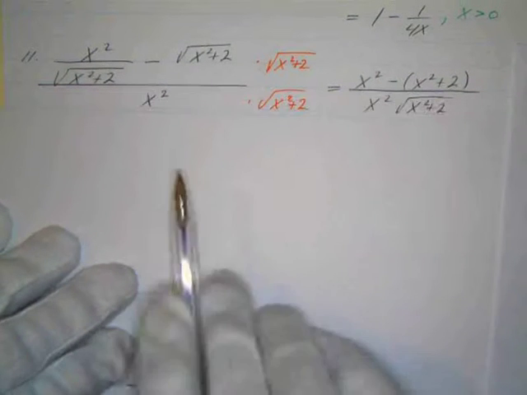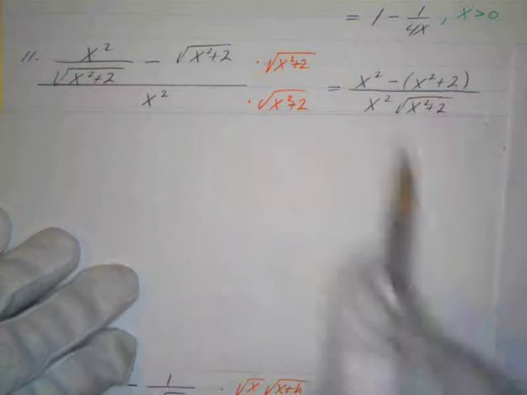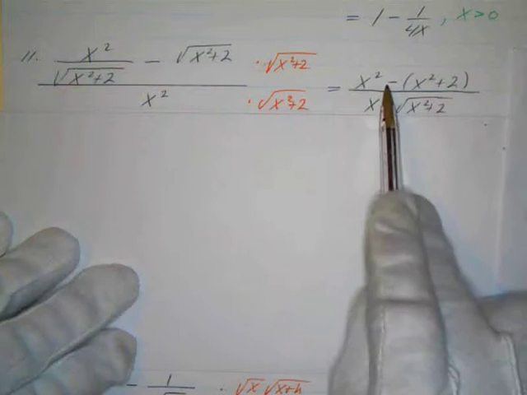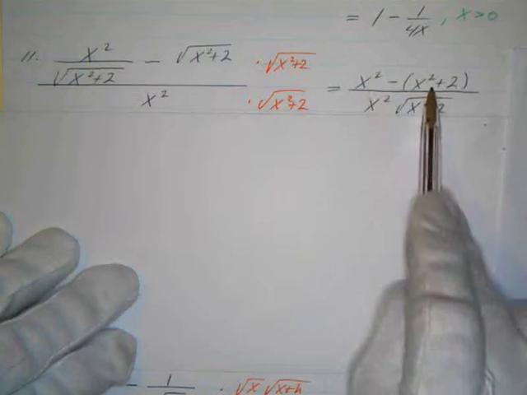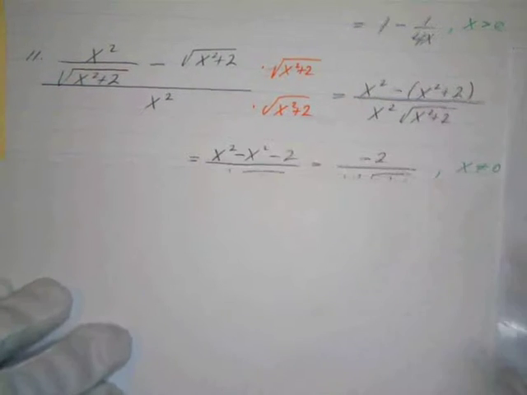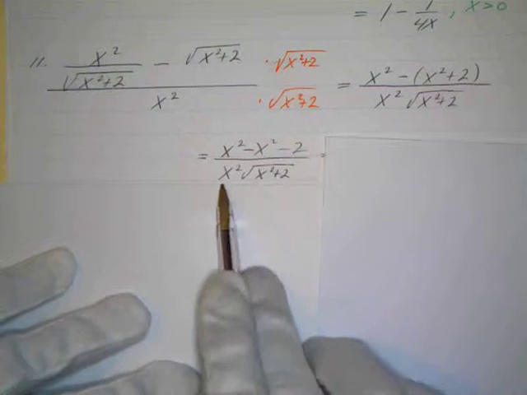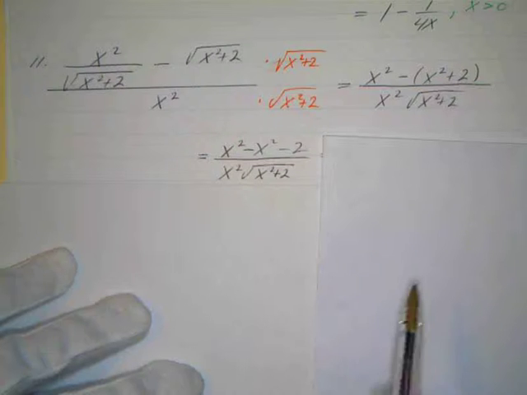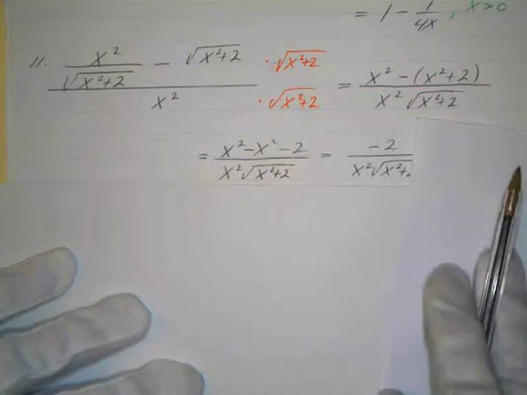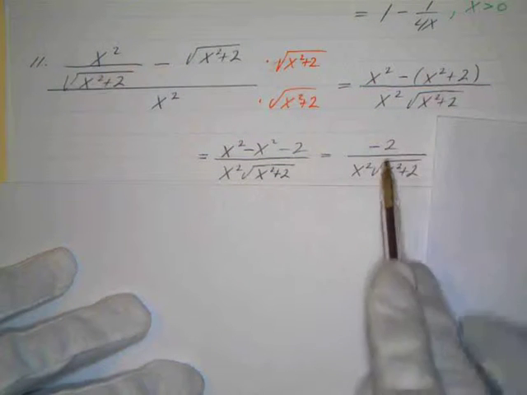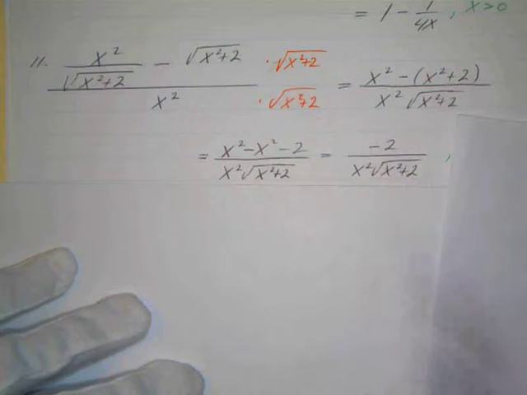And in the bottom, basically we just have x squared times the square root of x squared plus 2. And then I would remove this parentheses, so x squared minus x squared minus 2, all over this denominator, x squared times the square root of x squared plus 2. The x squared cancels, so I've got the negative 2. So we just leave that in the numerator, and we've got this.